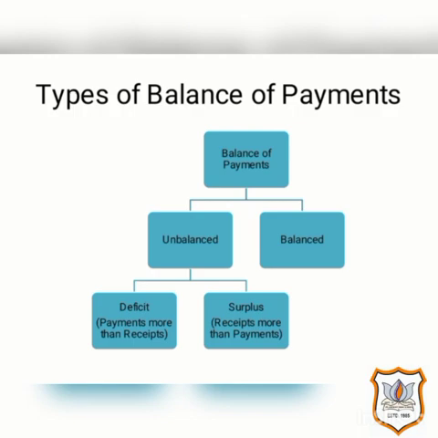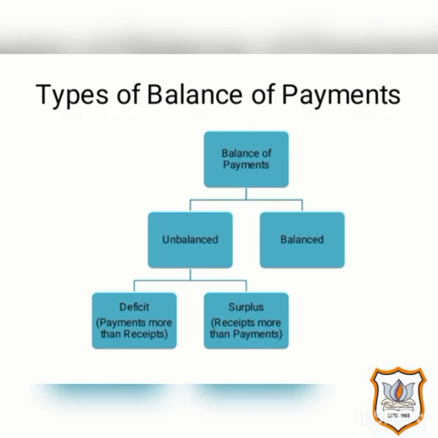Now, further, in unbalanced balance of payment also, there are two types, that is a deficit as well as a surplus balance of payment. First of all, if payments are more than receipts, that means when the value of credit side entries is less than the value of debit side entries, there is a deficit in balance of payments.